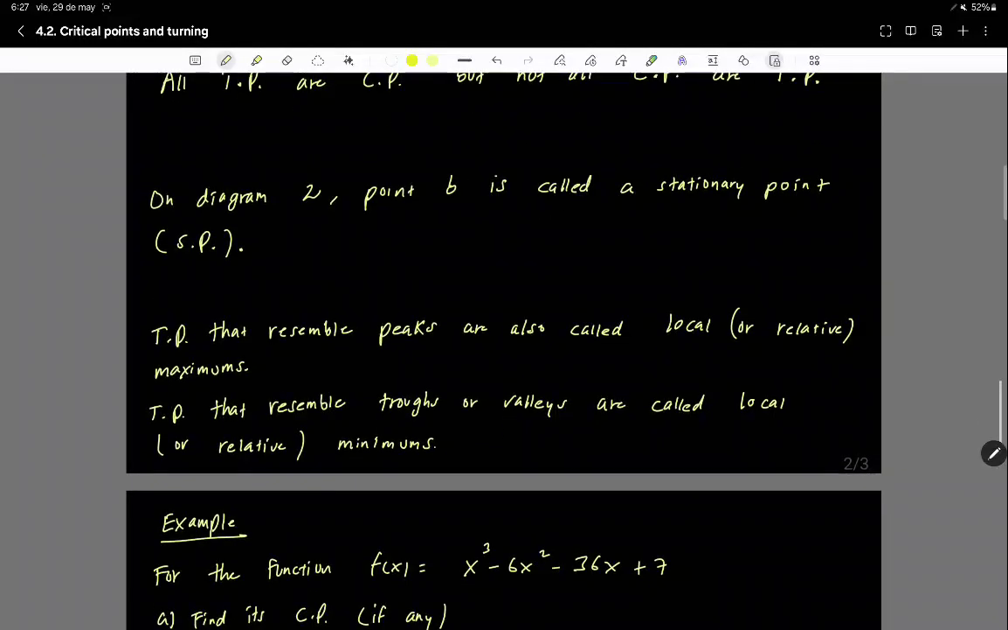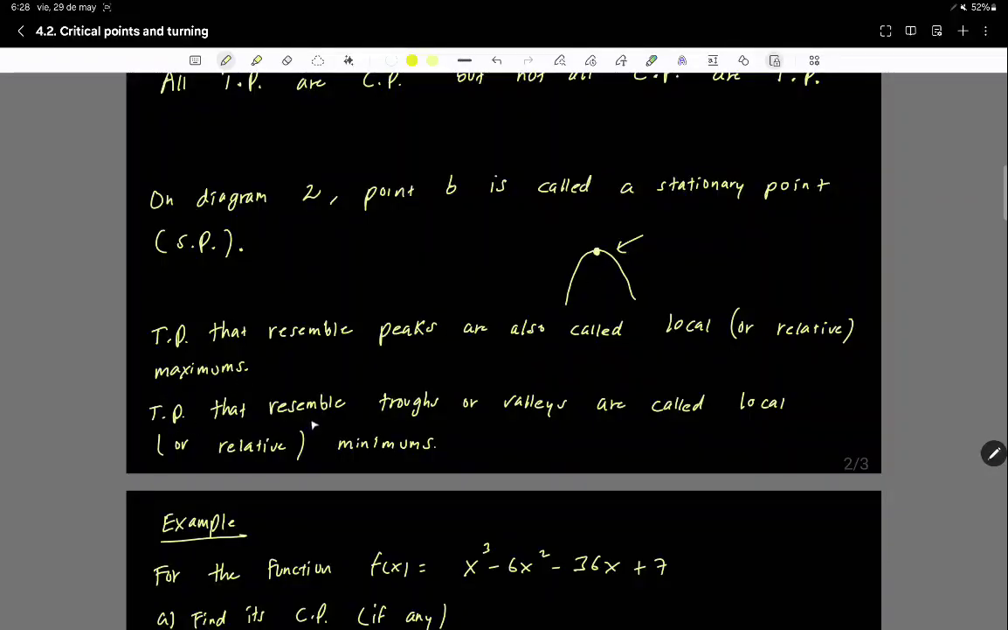Now, one more definition or label or name that you have to learn. Turning points that resemble peaks are also called local or relative maximums. So for example, if you have a turning point looking like this, like a peak, like the summit of a mountain, this is a turning point, right? Because the function changes from increasing to decreasing. And if your turning point resembles the peak of a mountain, we're gonna call it a local or relative maximum. Máximo local o máximo relativo.